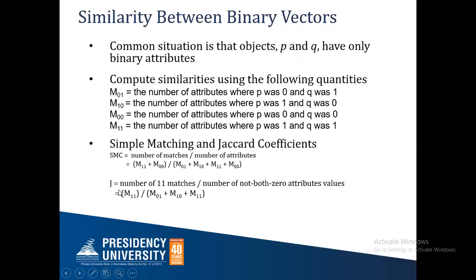Next, we have to calculate the Jaccard coefficient. So that is the number of 1-1 matches, in the sense P is 1 and Q is 1. We will see that count, and that is the numerator, divided by the number of not-both-0 attributes. So all the other three except for M00. That is M01 plus M10 plus M11. So this is the formula to calculate J. J is the Jaccard coefficient.